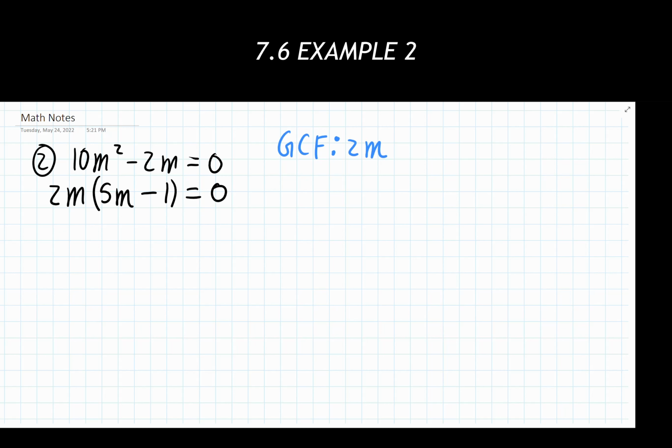Now I'm looking at what's left over inside the set of parentheses, and I can't really do anything else with that. It's not the difference of squares, it's not a trinomial. I've fully factored this left side of the equation. Great, step 2 is done. Like we did with example 1, we now need to split this apart and solve each individual factor for where it's equal to 0.